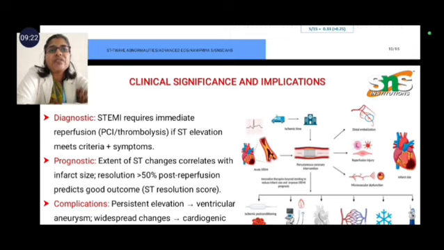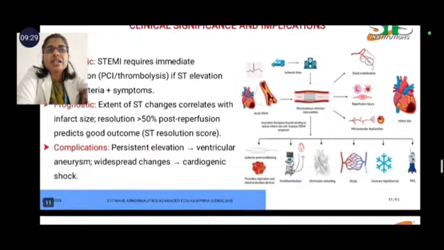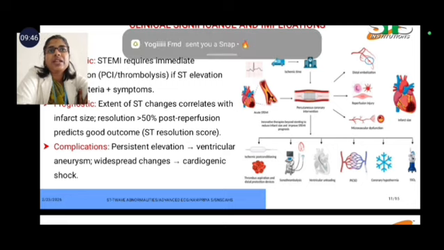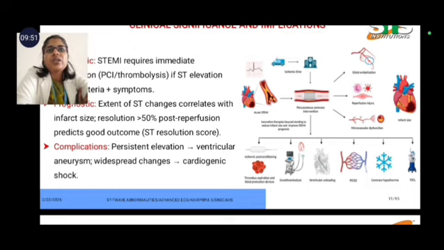So the extent of ST-T changes correlates with infarct size. So post perfusion predicts good outcome. Complications are persistent elevation and ventricular aneurysm, widespread changes, or sometimes leading to cardiogenic shock. In order to avoid these complications, patients are treated with Ecosprin, aspirin, clopidogrel, and atorvastatin, antiplatelet drugs and statin drugs are given. Amoxicillin for antibiotic, nitroglycerin as a vasodilator for pain control, and low molecular weight heparin for anticoagulant purpose.